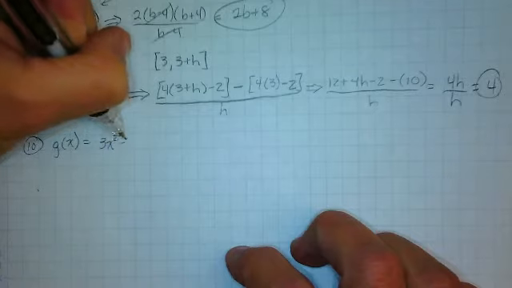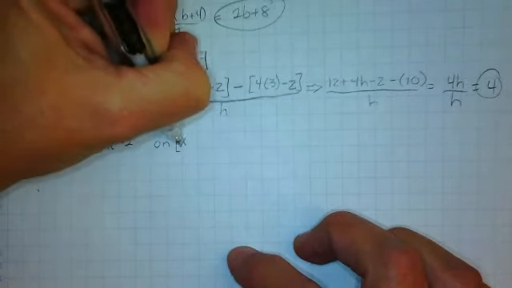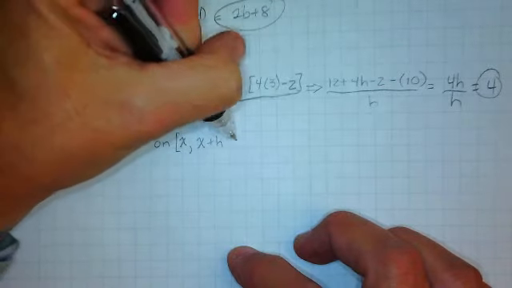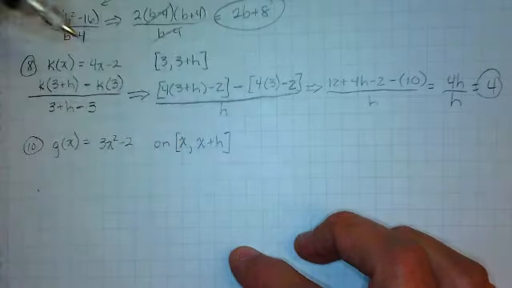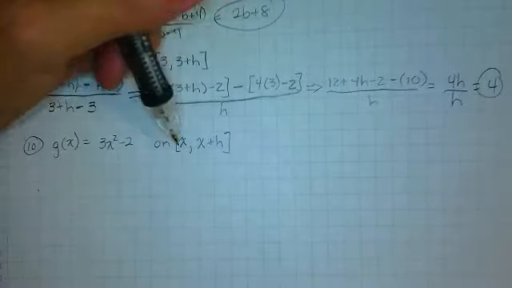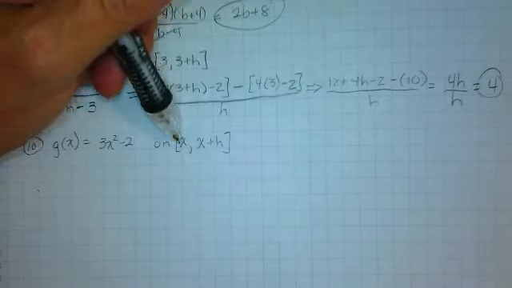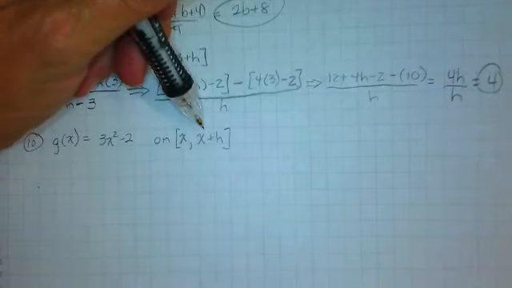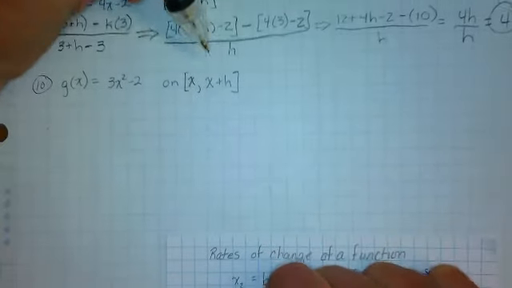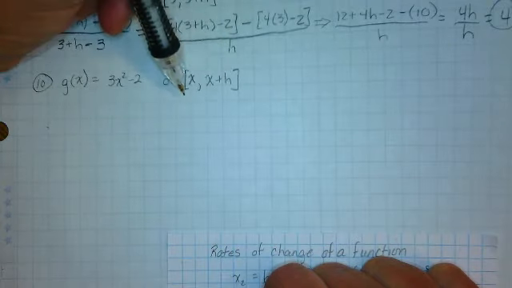g of x equals 3x squared minus 2 on the interval. They want to know on the interval we are going from x to whatever x was plus h units forward. Just picture an x-axis. If they told you x was 7 and h was 5, then you'd be going from 7 to 12. 7, and then 7 plus 5 is 12.